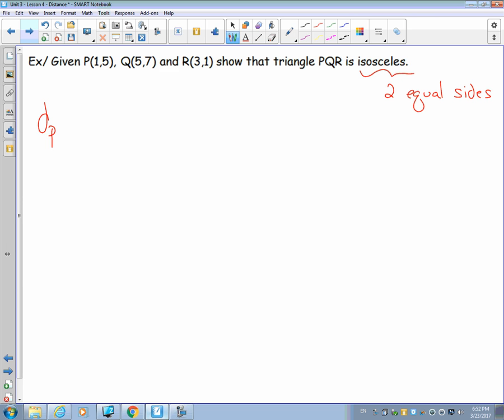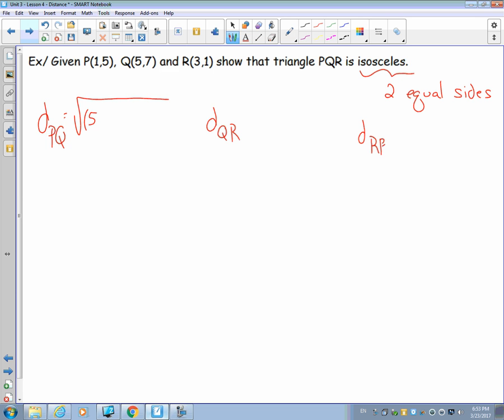So I've got to figure out how far apart P and Q are. I've got to figure out how far apart it is from Q to R. And I've got to figure out how far it is from R back to P again. If I can figure those things out, hopefully two of them are the same. That would be an isosceles triangle then. Let's give it a try.